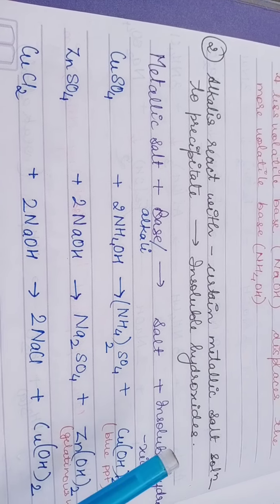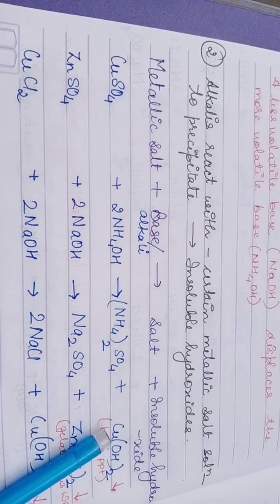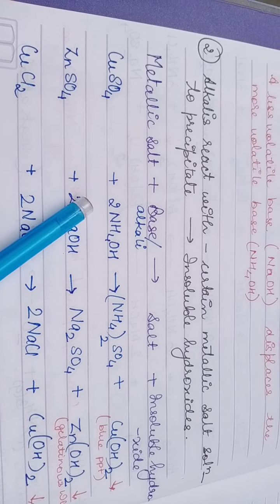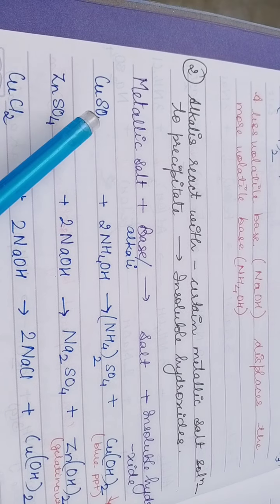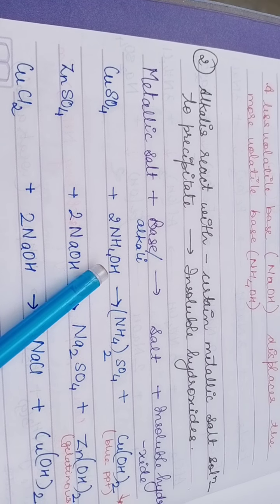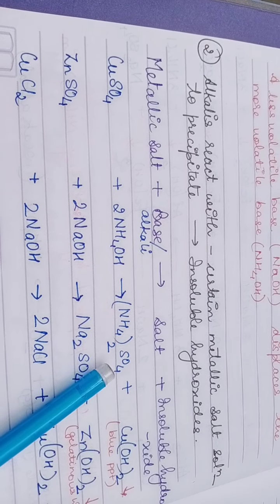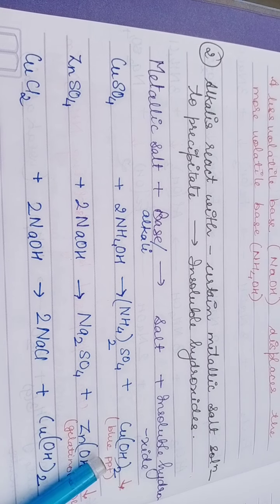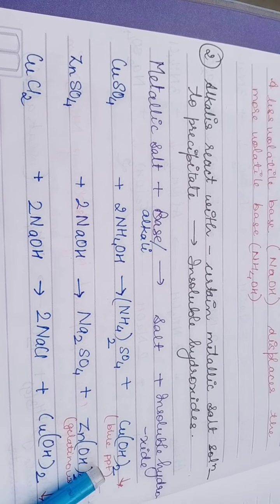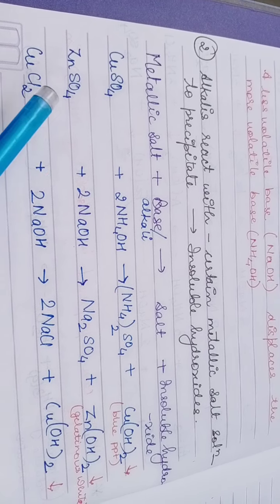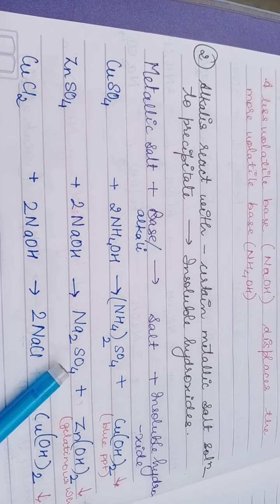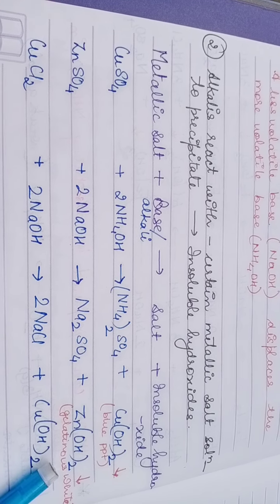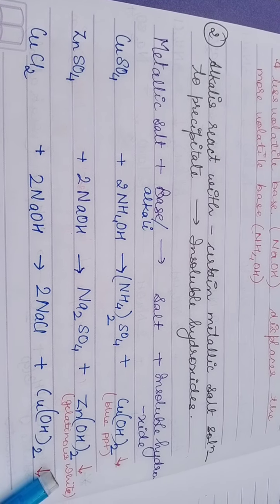The question is how you can prepare insoluble base using soluble base. Are you getting? Alkali is a soluble base. So first one, copper sulfate. When you treat with ammonium hydroxide, it will give you ammonium sulfate and copper hydroxide. So copper hydroxide is a blue precipitate. Then zinc sulfate. When you treat with sodium hydroxide, it will give you sodium sulfate and zinc hydroxide. Zinc hydroxide is a gelatinous white precipitate.